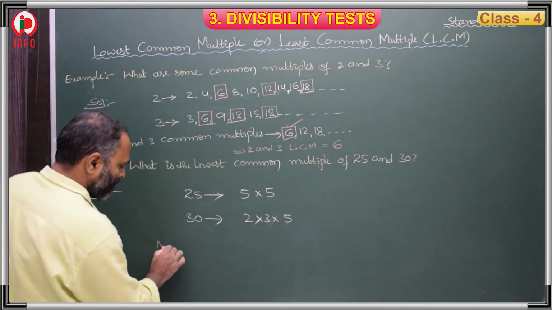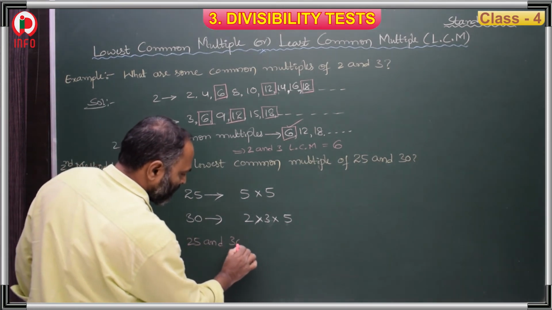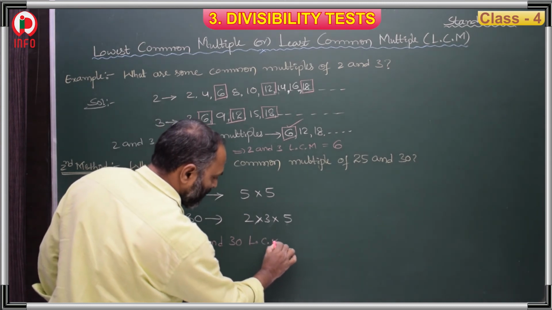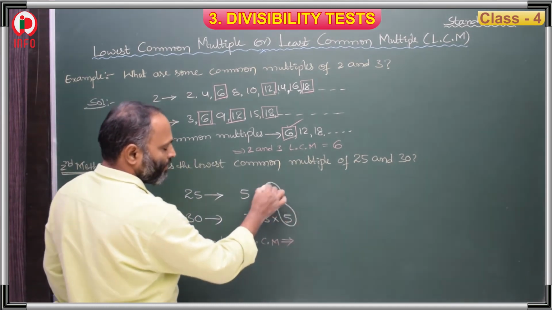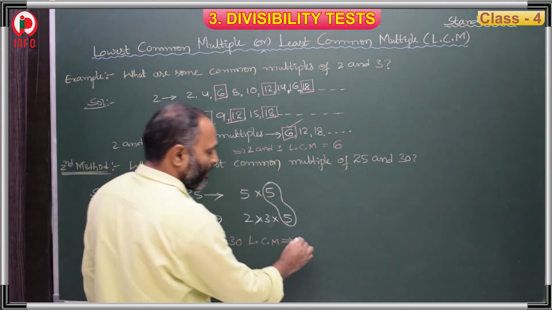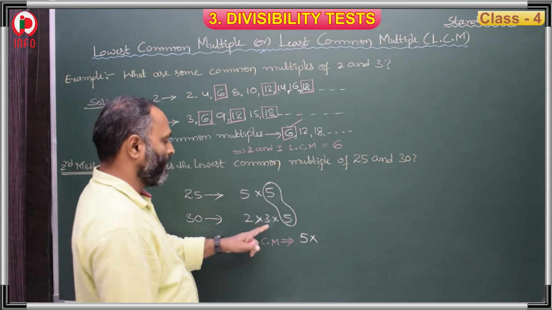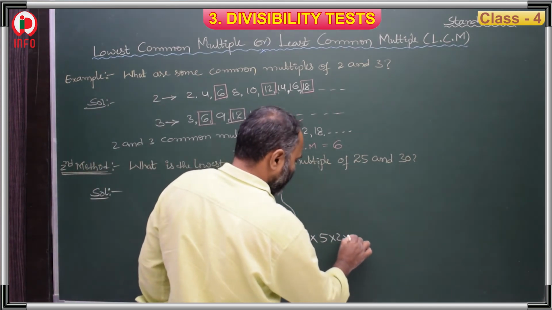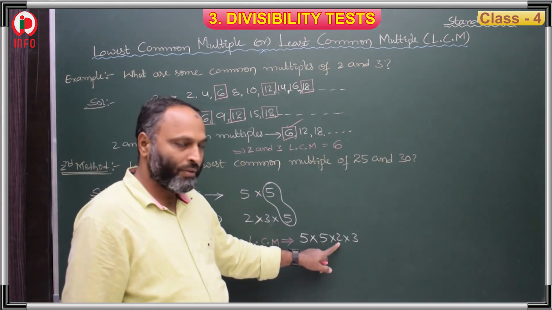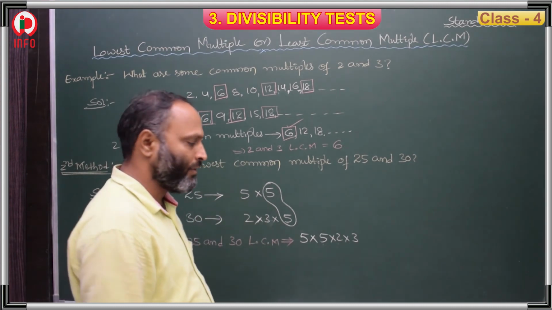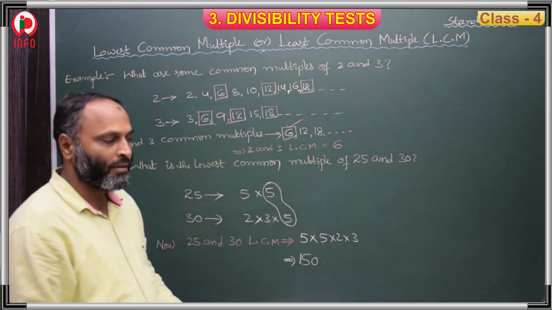Now, the LCM of 25 and 30. How do we take it? The 5 is common, so we take this common factor one time. Whatever is left, we also take: 5 into 2 into 3. 5 5s are 25, 25 2s are 50, 50 3s are 150. This is our second method.